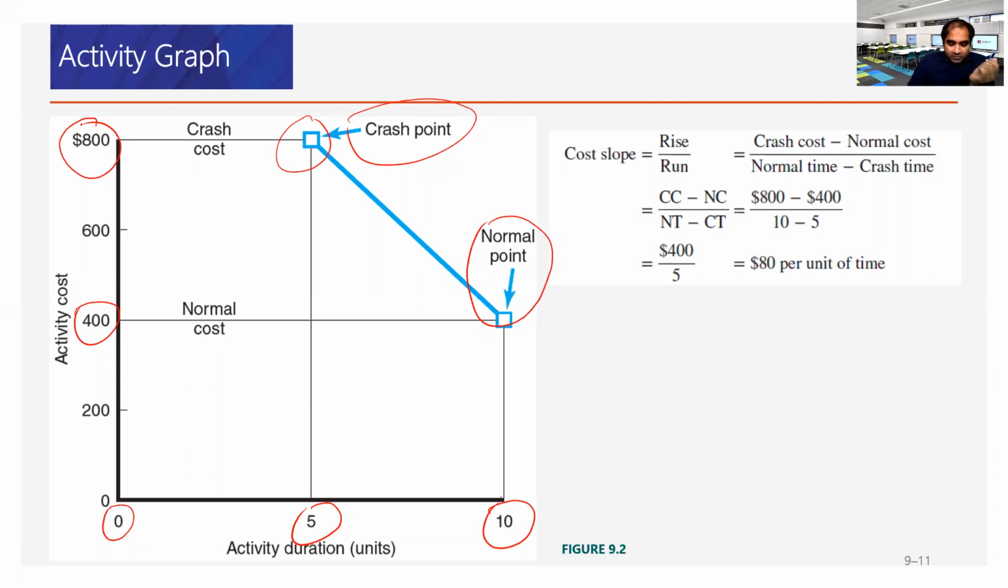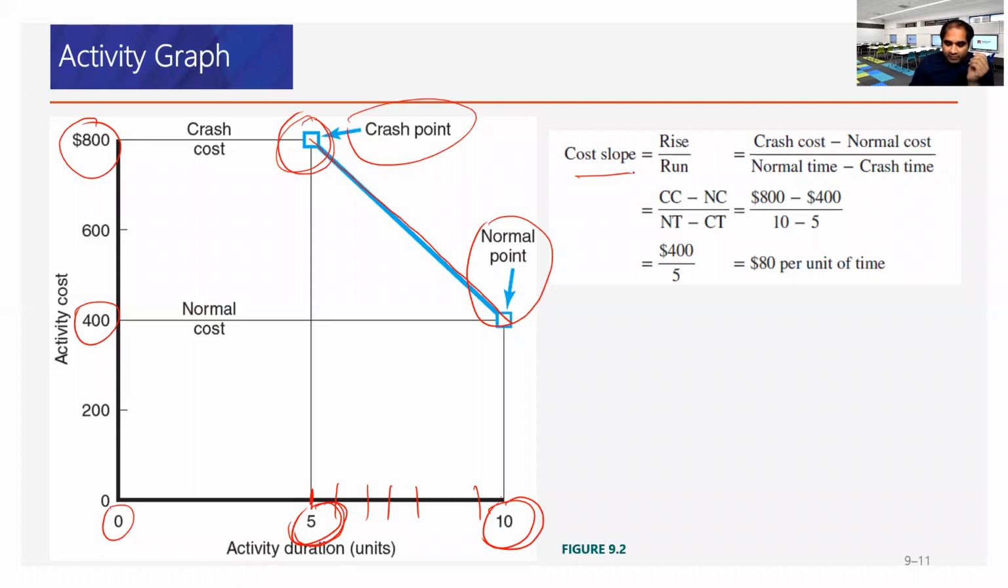Now, can you go less than 5 days? This is the minimum point. That means the minimum realistic duration in which an activity can be finished. It all depends on the specific activity, but for every activity, there is a minimum possible realistic duration. So with the normal duration of 10 days and 5 days, it is a very straight linear relationship. For each day, how much additional cost you need, we can calculate with the slope.